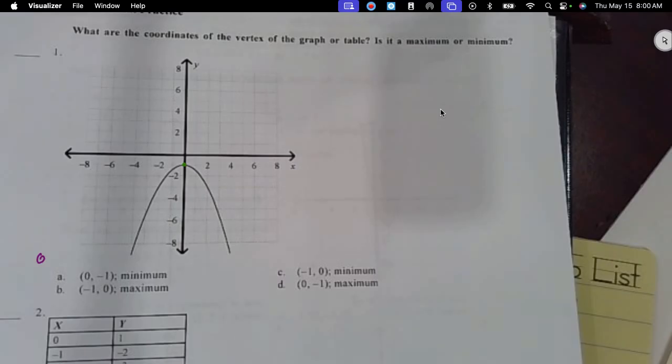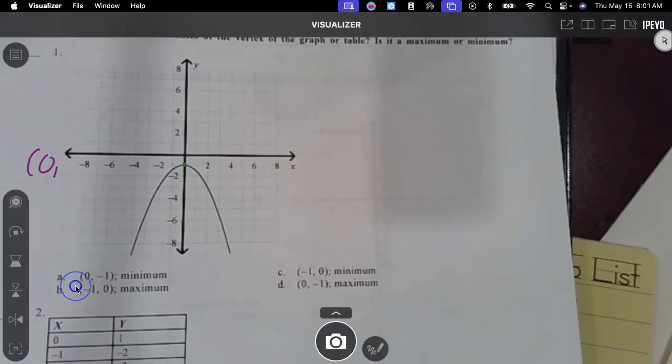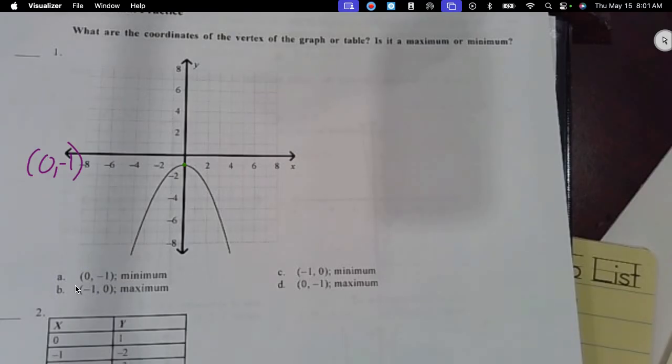Alright, now, this is the point that I'm looking for. What is that ordered pair, first of all? Well, you go over 0. Did you go left or right? No. So it's 0. And then we went down 1. What number is down 1? Negative 1. So I can tell that it's either A or D.